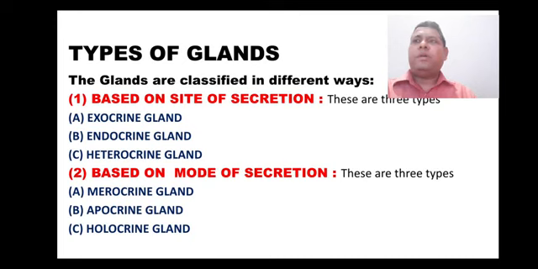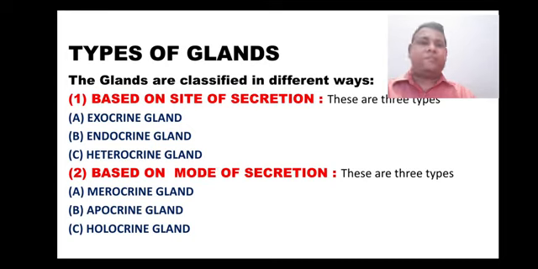Number 2, endocrine glands, ductless glands or glands of internal secretion. These glands have no ducts and their secretions get absorbed into the surrounding blood to reach the specific organs to initiate particular metabolic changes. The endocrine glands secrete chemicals called hormones or internal secretions. Examples: pituitary gland, thyroid gland, adrenal gland, etc.